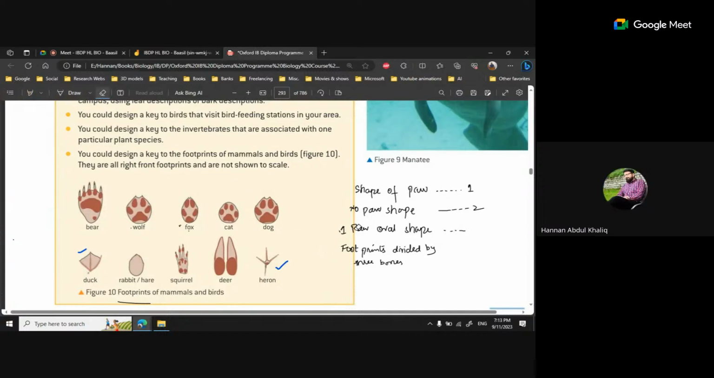Hang on. This is one. This is two. Then one, two, then three. So I would write three over here. Paw oval shape, three, and footprints divided by three bones, four. Yes, paw oval shaped.